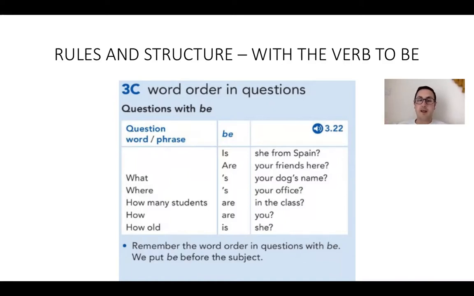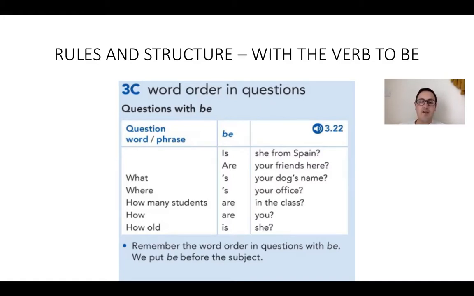In this case, like is, are, apostrophe s means is. What is, okay, you got your dog's name, but the apostrophe s means is. Where's your office? How many students are? Again, how are you? And then how old is she? And then you have the subject. So with the subject, you have she being the subject, from Spain, your friends, your dog's name, your office, in the class, you, and then she.